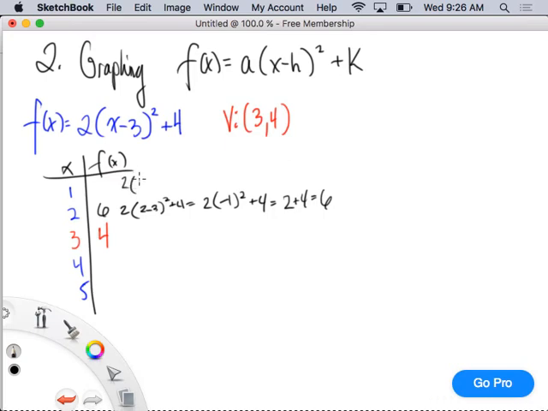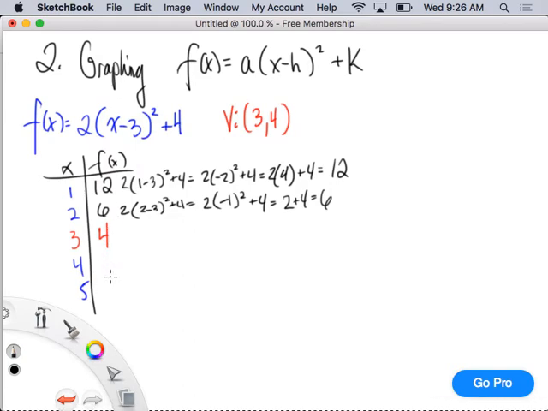Next one, 2 times (1 minus 3) squared plus 4 equals 2 times (negative 2) squared plus 4 equals 2 times 4 plus 4 equals 8 plus 4 is 12. 12. And what do I know about these two numbers? They're the same by symmetry.